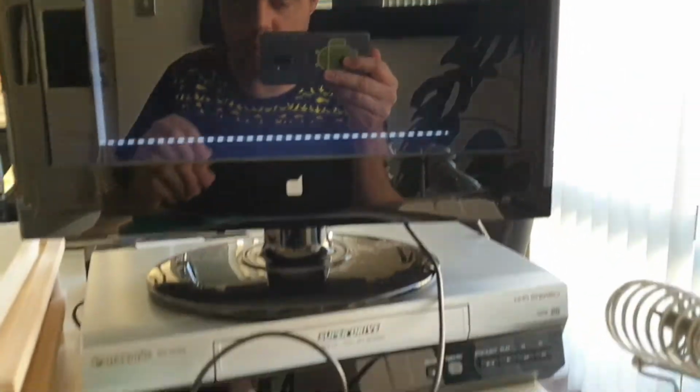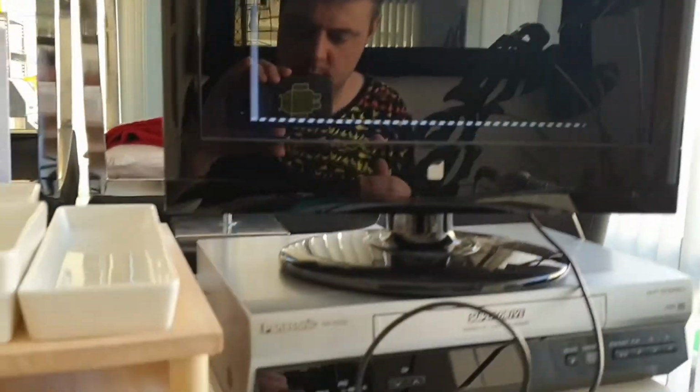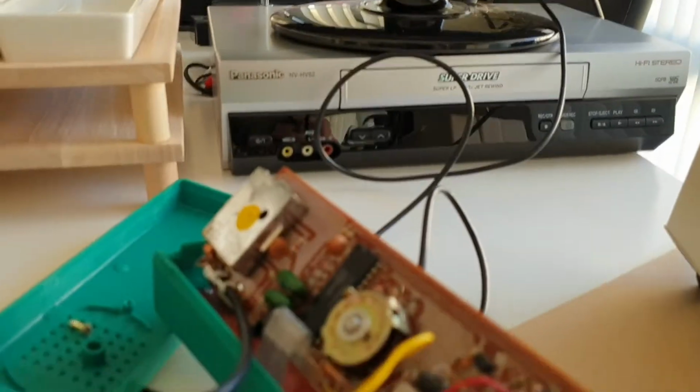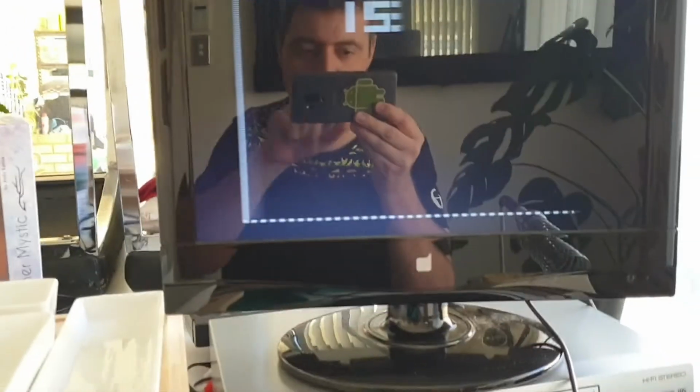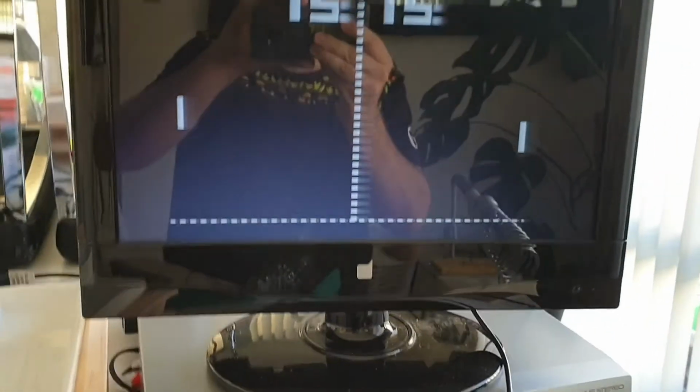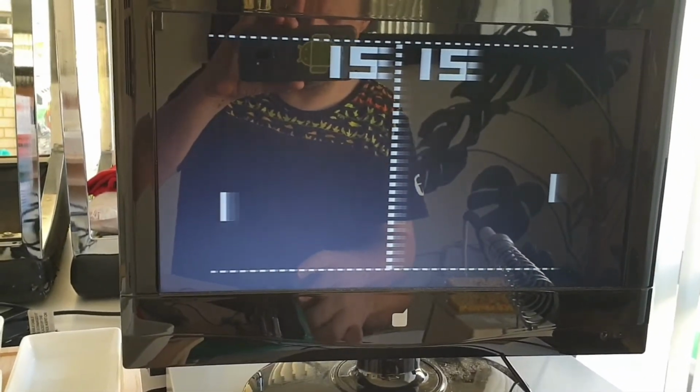Okay, that is the single player mode. I need to get a knob. Actually, I need a tripod. Let me change it to two player mode, and we'll see whether we've got the second player. Okay, second player is plugged in here. And yep, there we go. We've got both players now. So that's pretty good.